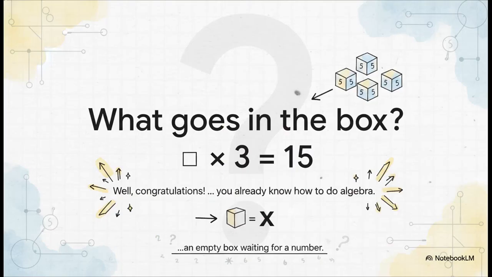Right off the bat, let's look at a super simple puzzle. What goes in the empty box here? Box times 3 equals 15. Now, your brain probably jumped immediately to the number 5, right? Because 5 times 3 is 15.